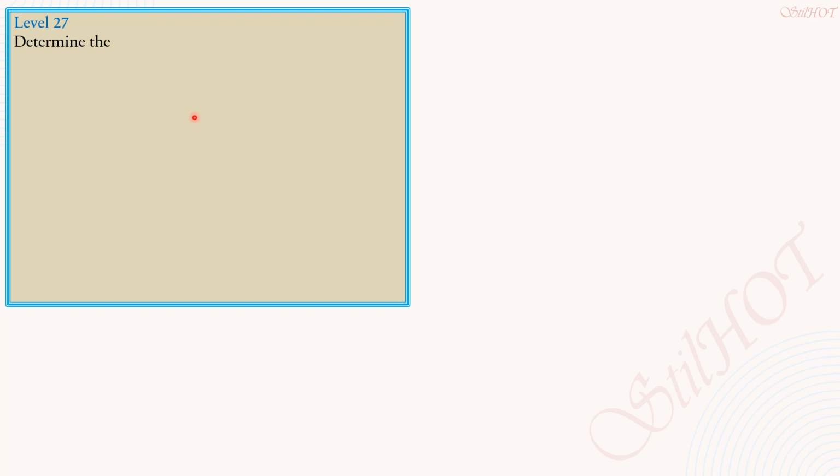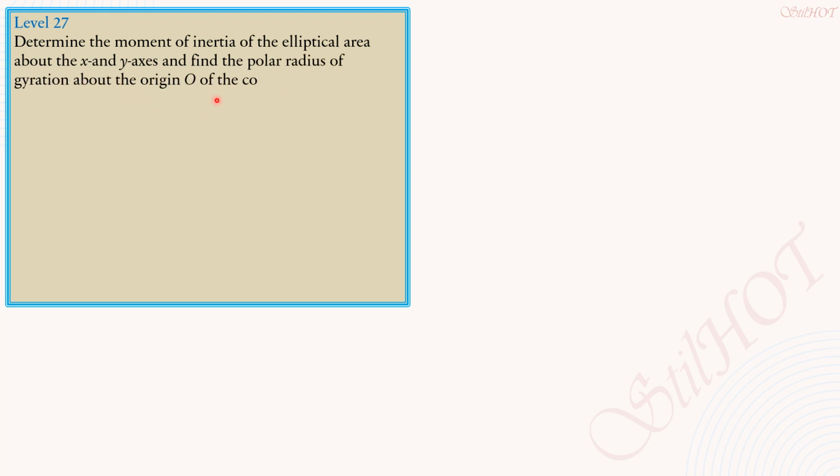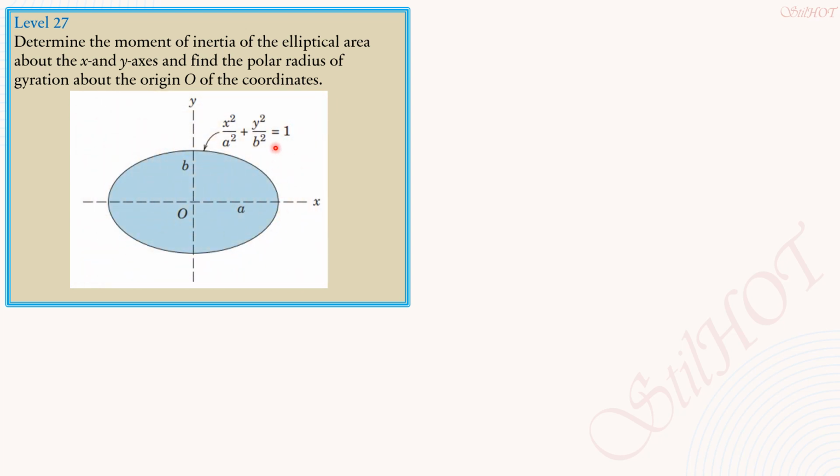Problem 27, determine the moment of inertia of the elliptical area about the x and y axis and find the polar radius of gyration about the origin O of the coordinates. So here is the figure, and remember the equation of an ellipse with center at the origin is x squared over a squared plus y squared over b squared equals 1. So let's select a strip which is vertical, and the height of the strip is y, the thickness is dx, and the distance of the strip from the y-axis is x.